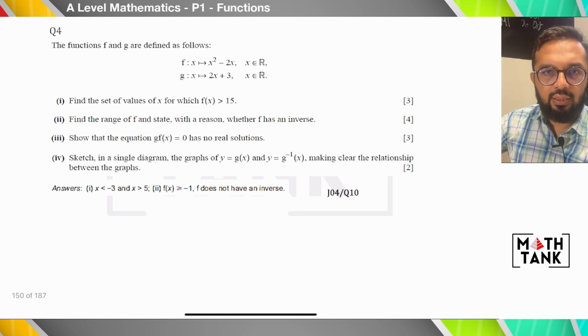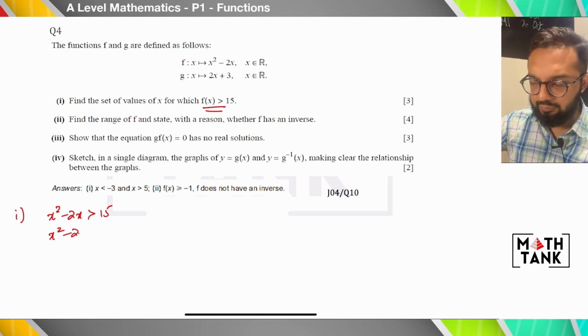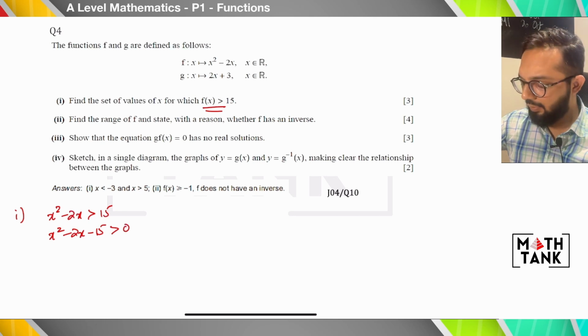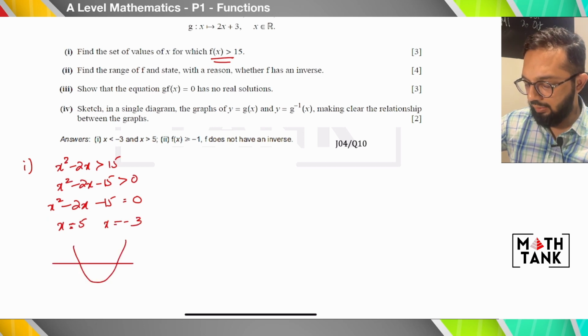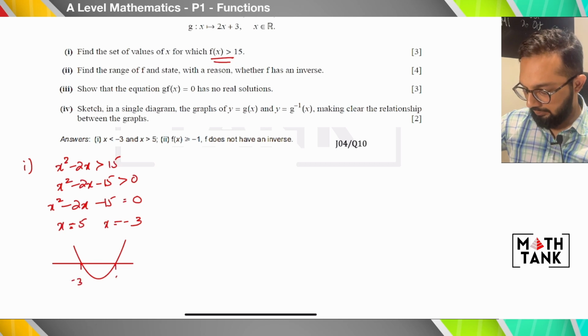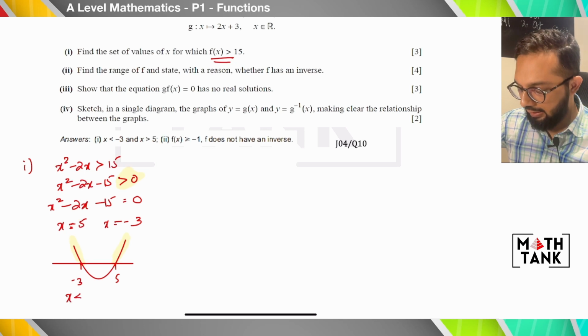Moving on to the next question quickly, it says find the set of values of x for which f of x is greater than 15. So I think this is a simple question on quadratic inequalities. So I'm going to solve after converting it into an equation. I am going to find the two values of x, then draw a small sketch, and then say that I want the values that are greater than 0. So this part and that part, and I'm going to say that x is less than minus 3 or x is greater than 5.